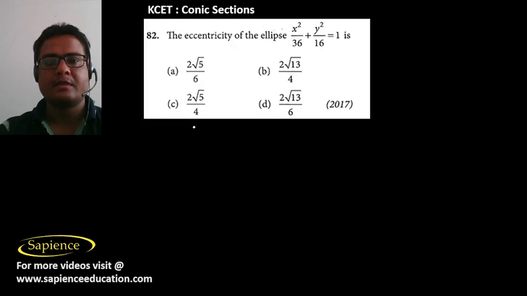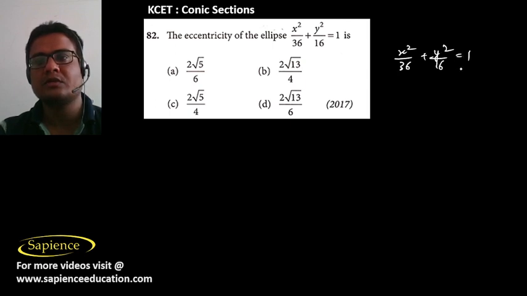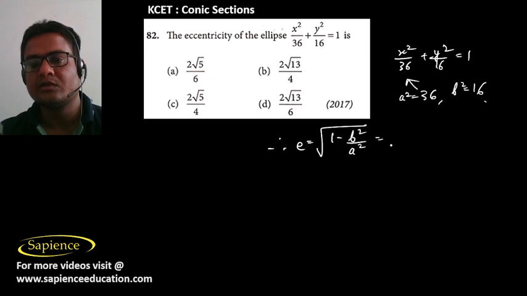Then here it is told to find the eccentricity of the ellipse x square by 36 plus y square by 16 equal to 1. So here a square is 36 and b square is 16. We know that the eccentricity of an ellipse is square root of 1 minus b square by a square. So this will be square root of 1 minus 16 by 36.